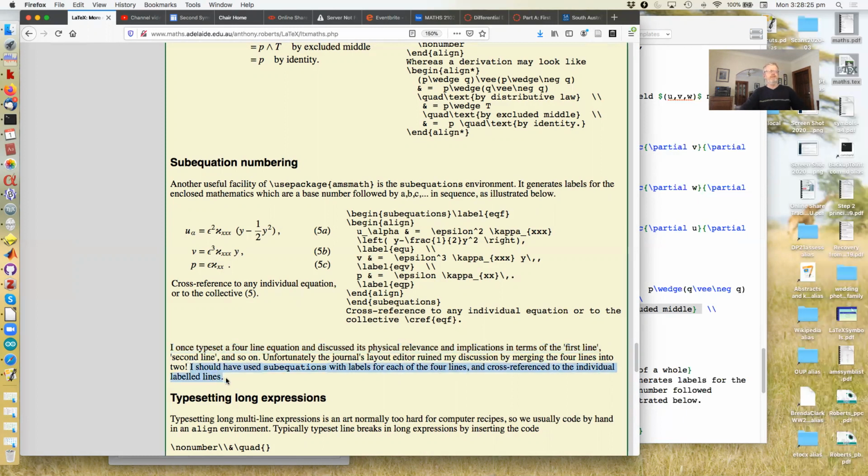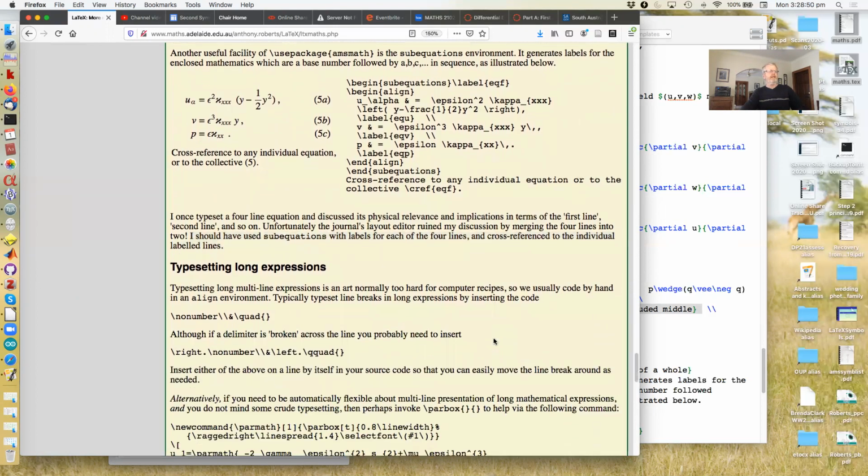I should have used a subequation environment so that it was explicit. I could label each component line a sub-expression as 5A, 5B, 5C, and 5D. And that would give them a hint to the layout editor. Leave this alone. So that's one example.